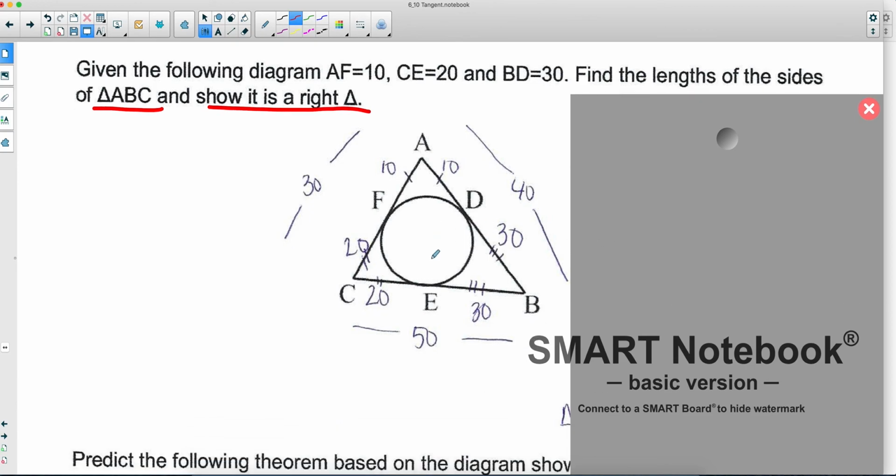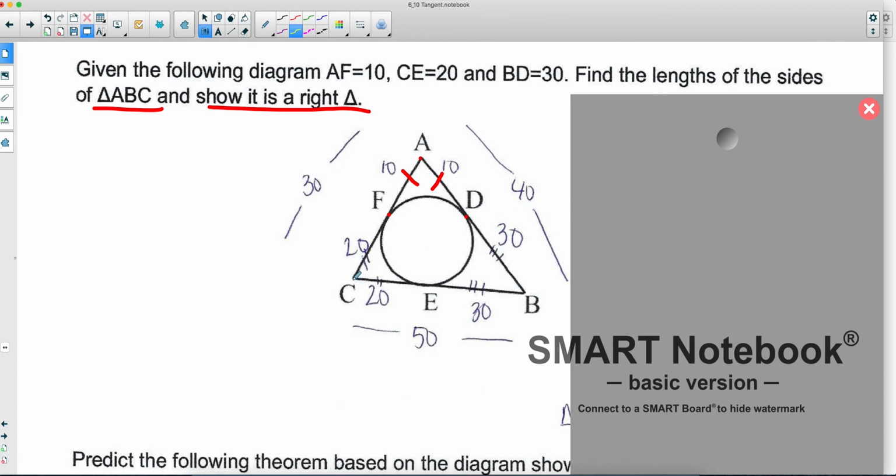Okay, so we're going to use that we have points of tangency here at F, D, and E of the same circle. So here's the idea. A is an external point. So A to F and A to D are tangent segments drawn to the same external point. That means whatever AF is, AD measures the same. So if AF is 10, so is AD.